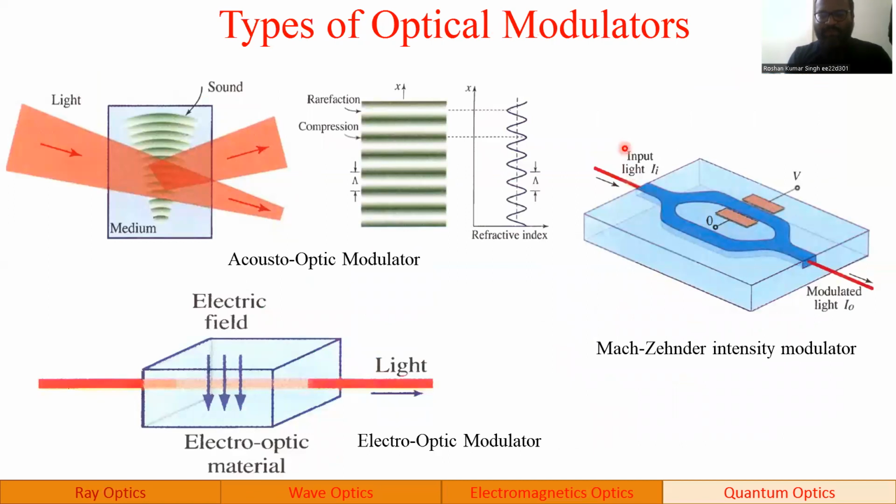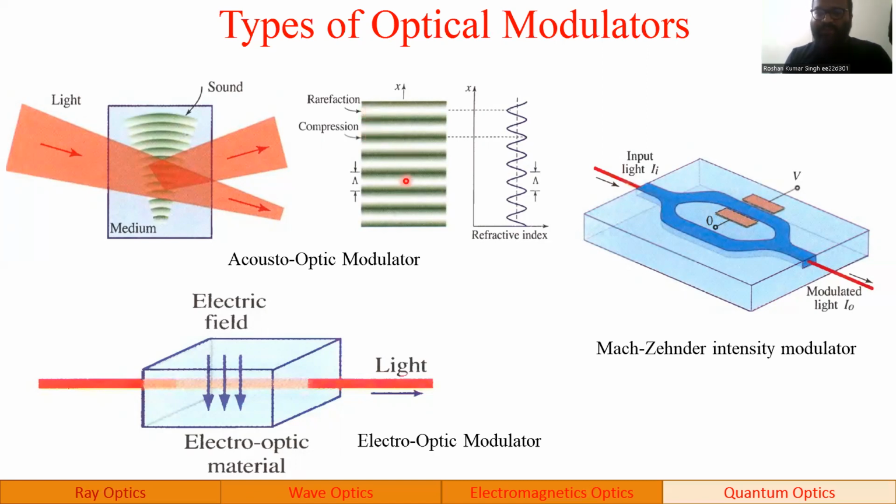Now let's briefly discuss some modulators. First is the acousto-optic modulator, in which we use a sound wave to modulate the light. When we induce the sound wave, it creates compression and rarefaction in the material, which come in the form of high and low refractive index. In compression there is a high refractive index, and in rarefaction there is a low refractive index.